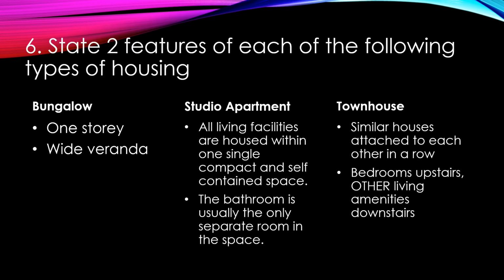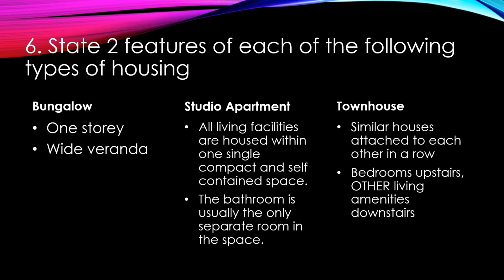Number 6. State 2 features of each of the following types of housing. Bungalow. A bungalow is usually a one-story house. It has a wide veranda. A studio apartment. In a studio apartment, all living facilities are housed within one single, compact, and self-contained space. In a studio apartment, the bathroom is usually the only separate room in the space.